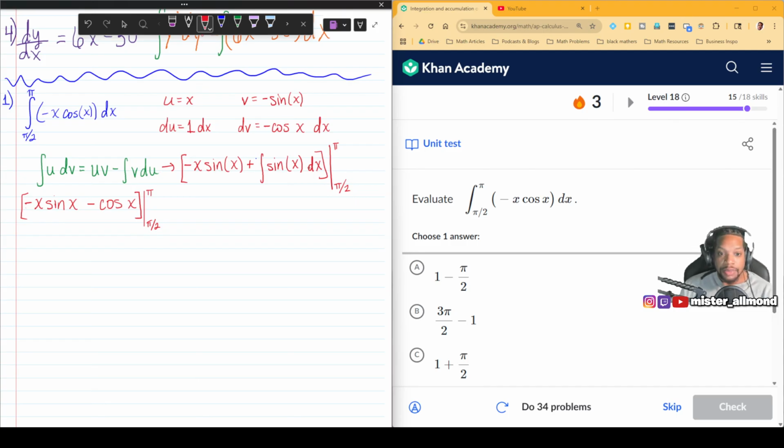And then let me just plug it in. Remember, to do this, I plug the top bound into the entire expression, and then I subtract the same expression, but I plug in the bottom bound. So what I'm about to do is just replace x with pi. So that'll be negative pi times the sine of pi minus cosine of pi. That right there was my first when I plugged in the top. And now I'm about to subtract and then plug in the bottom, which is pi over 2. So that means I'll have negative pi over 2 times sine of pi over 2, and then minus cosine of pi over 2. Ooh, I'm getting close.